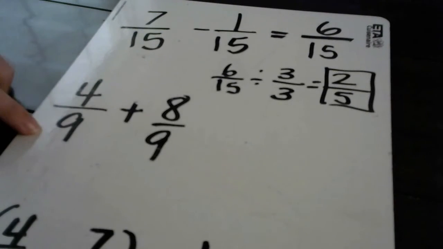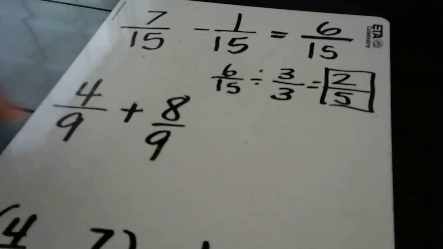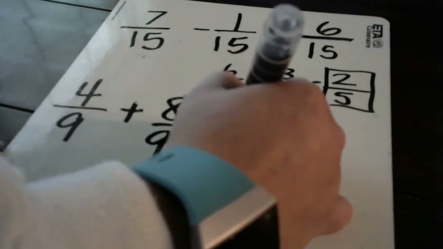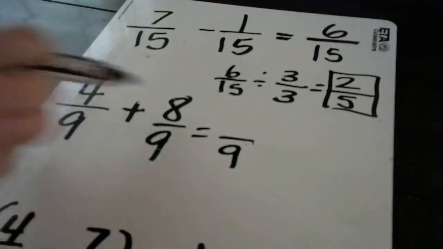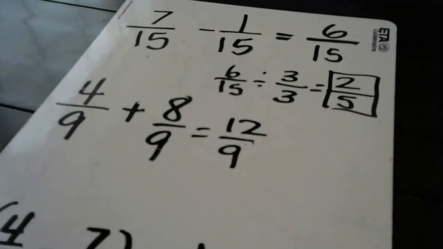All right, so next we're going to do 4/9 plus 8/9. And these bottom numbers, my denominators, they are the same. Makes my life super easy, okay? So my denominator stays the same, and 4 plus 8 is 12. All right, so now I have 12 over 9. This is what you call an improper fraction. The top number is bigger than the bottom number. This will not be considered simplest form.